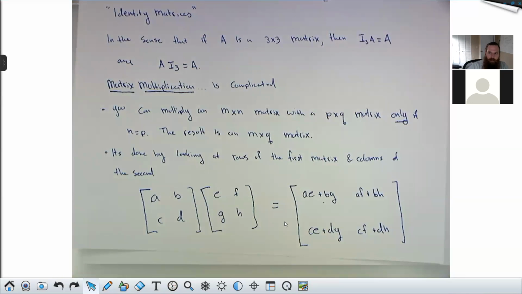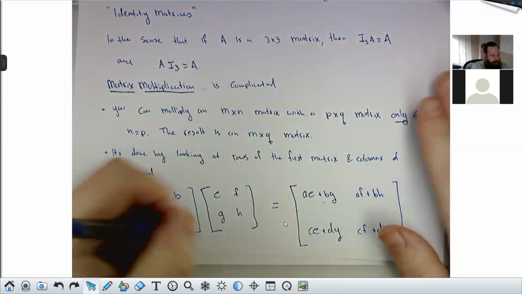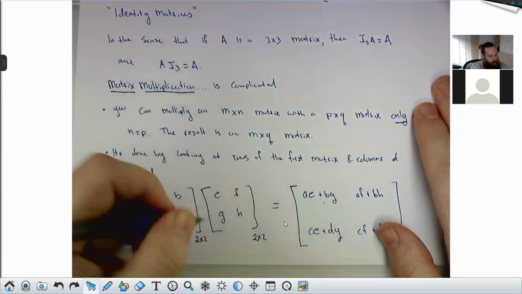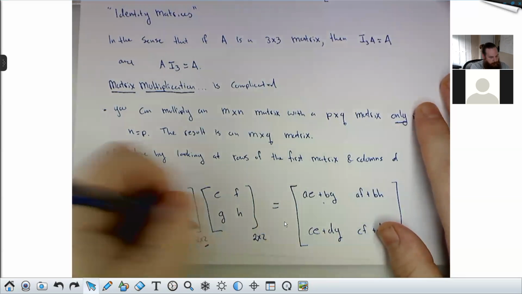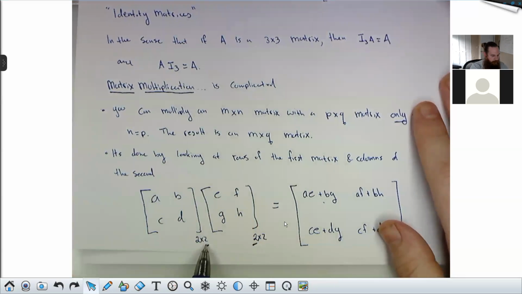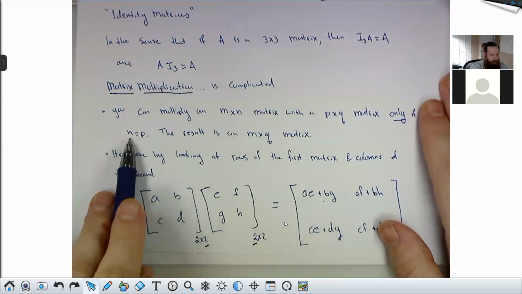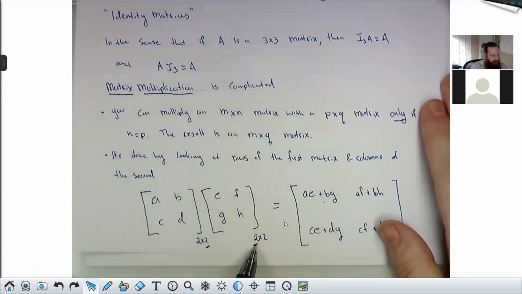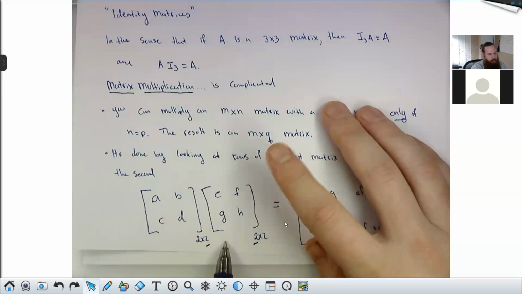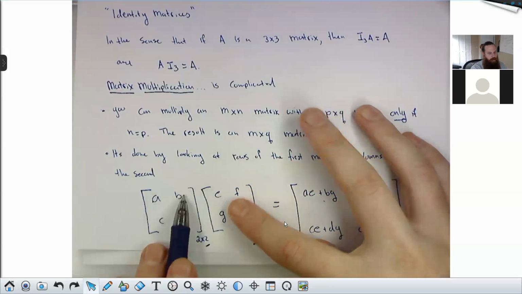But matrices don't need to be the exact same size in order for you to multiply them. This is a 2x2, and this is a 2x2. What I need is that the inner numbers match. So here, the number of columns of the first, n, is the same as the number of rows of the second, p. And then I form the product according to this rule, where you take rows of the one with columns of the other, and you multiply down.